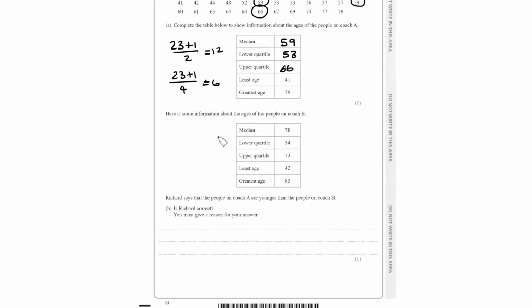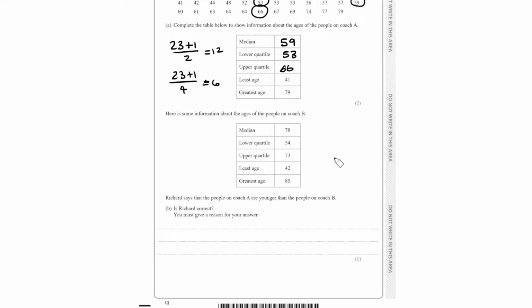And then they've said, here is some information about the ages of the people on coach B. So that first one was coach A. Now this is coach B. They've given us the same table. Richard says that the people on coach A are younger than the people on coach B. Is Richard correct? So 1 mark, obviously you say yes or no, but the mark is for your reasoning, right?